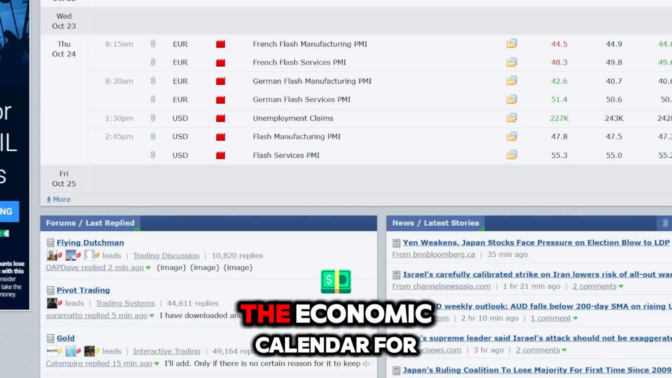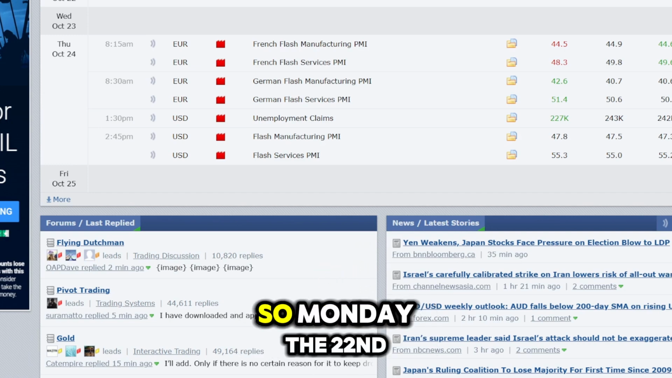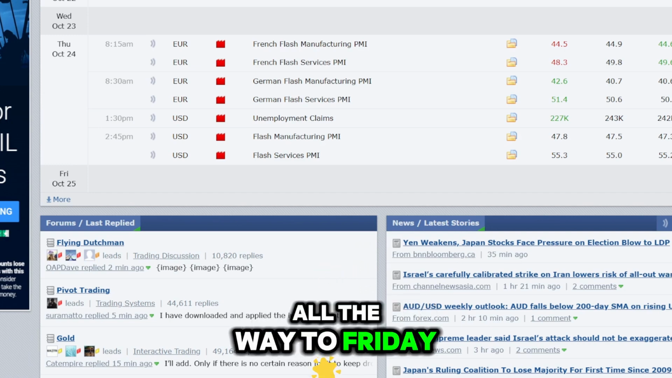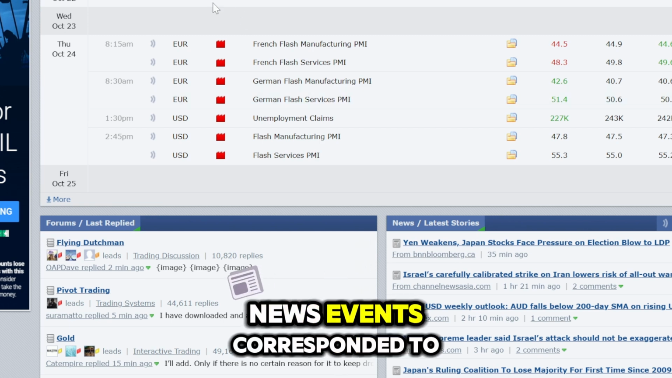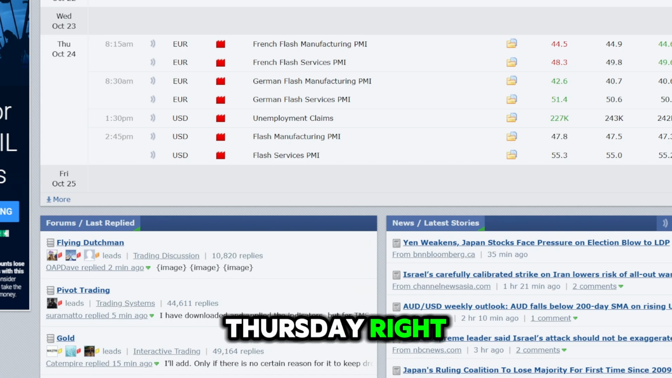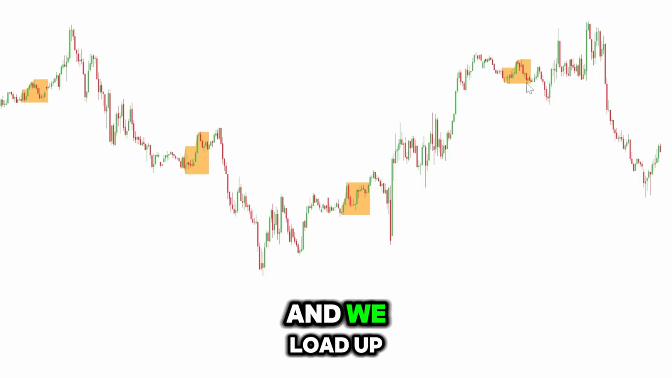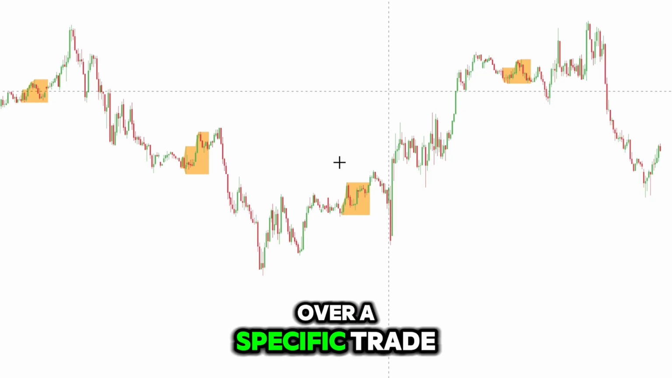Now, this is the economic calendar for the week, Monday the 22nd all the way to Friday the 25th. From here, we can see that the only news events corresponded to Thursday. So if we go back to the charts and load them up, we're going to be going over a specific trade from Thursday.